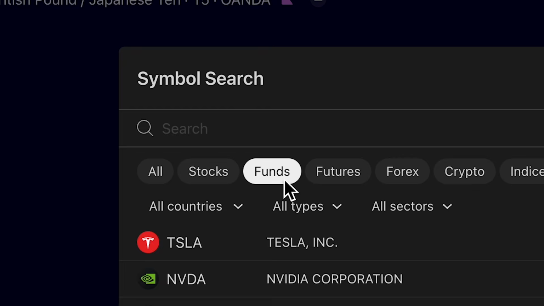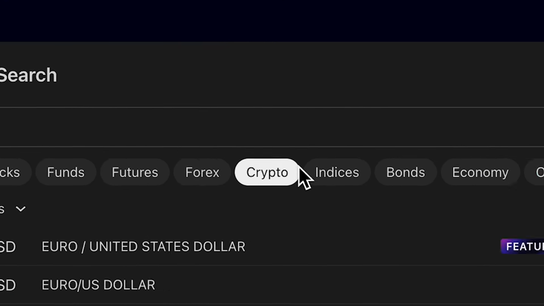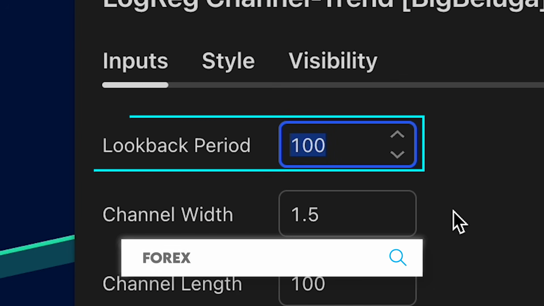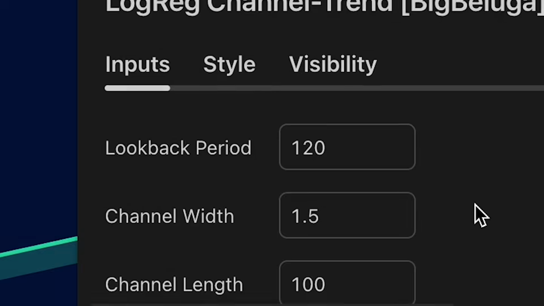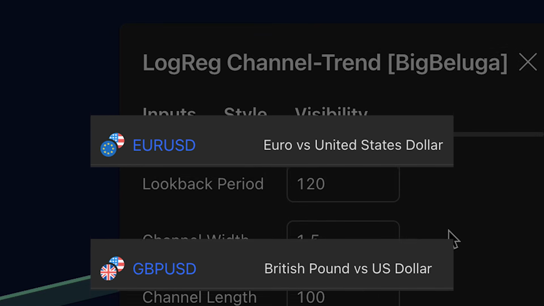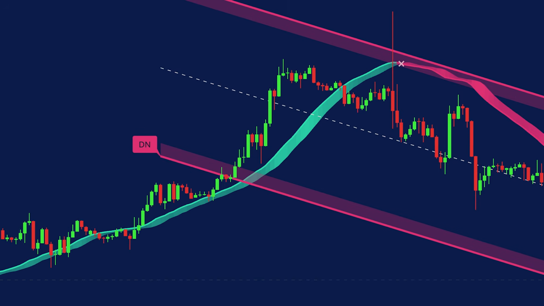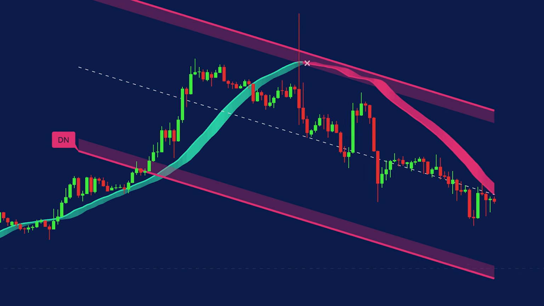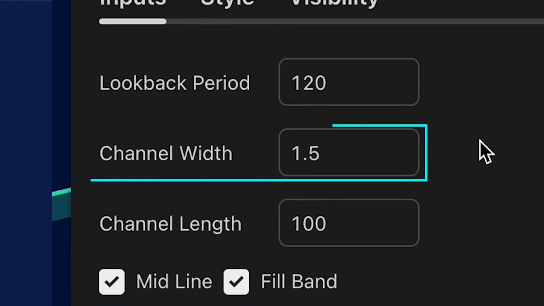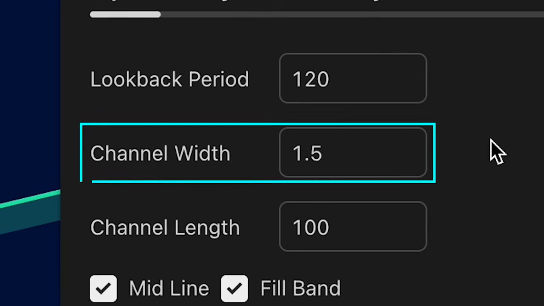Now, different markets require different regression settings for best performance. For forex pairs, set look-back period to 120 for major pairs like EURUSD and GBPUSD. Forex trends are consistent but move slower, so the longer look back captures the mathematical structure better. Keep channel width at default as forex volatility is relatively stable.